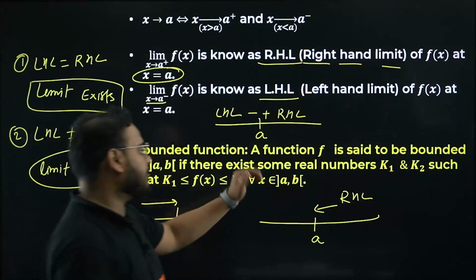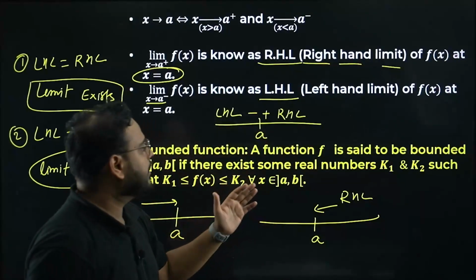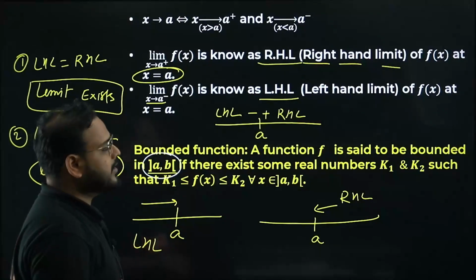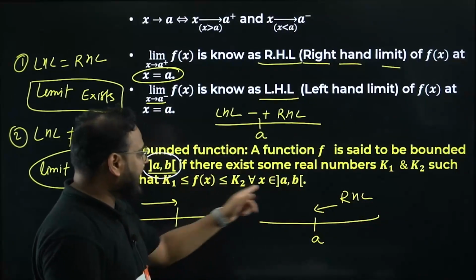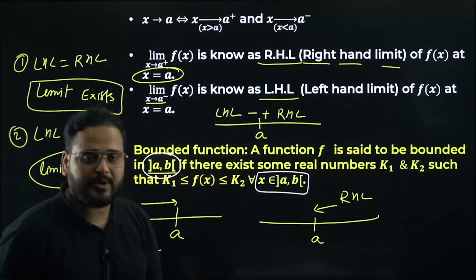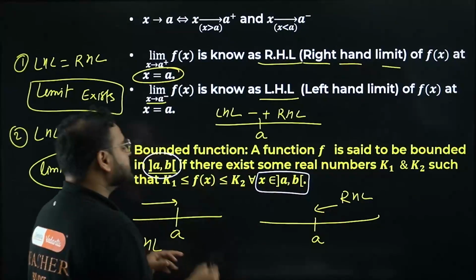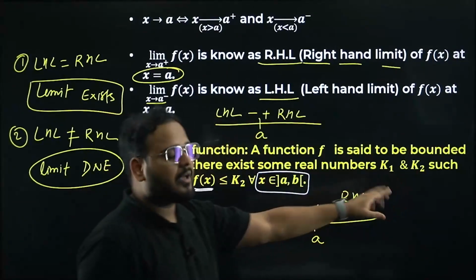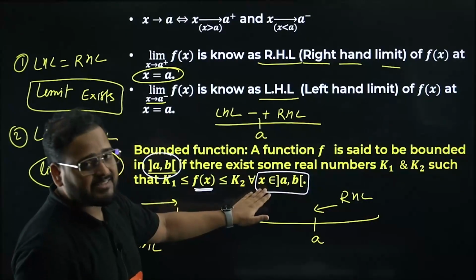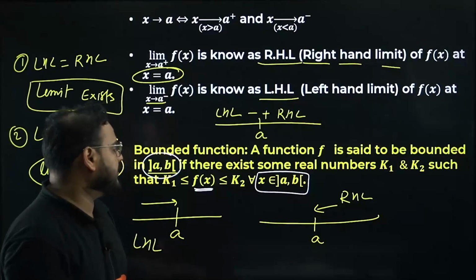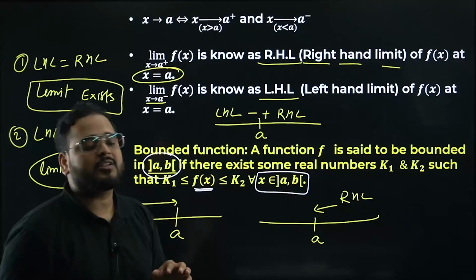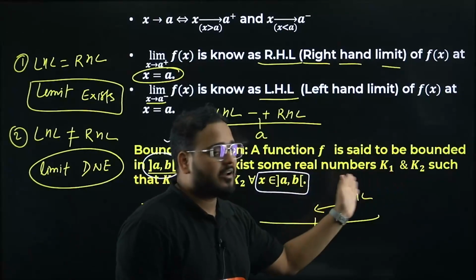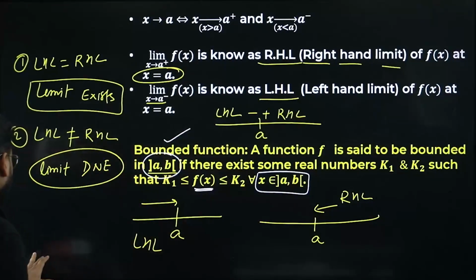Now, when you say bounded function: for a function f defined on some domain, bounded in the open interval a to b means there exist some real numbers k1 and k2 such that for all x belonging to the interval a to b, the function value f(x) lies between k1 and k2. Then we can call the function f(x) bounded. It's called a bounded function in the interval between the real numbers k1 and k2. All right, let's move on then.